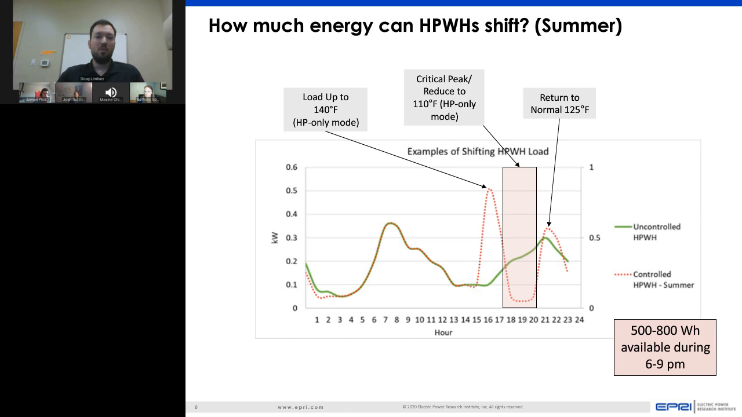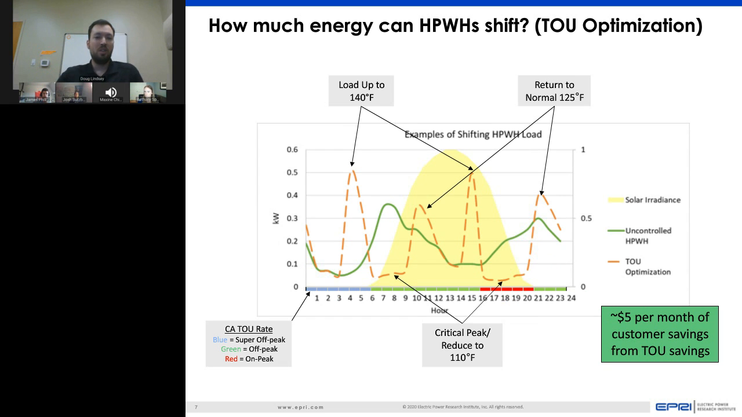And so here's one more example of what you could do with a heat pump water heater. And this is for time of use optimization. And this is a program that I've come up with, and there's probably other ways that you could do it as well. But I've got on the bottom in blue, green, and red an example of a California time of use rate and the different hours where it transitions to a different price. And there's a super off-peak and off-peak, on-peak. This is one example. Every utility in California has different time of use schedules, so you can pick and choose. But this one has 3 different ones.